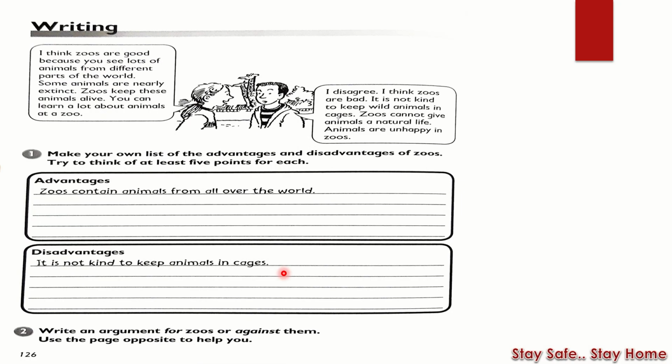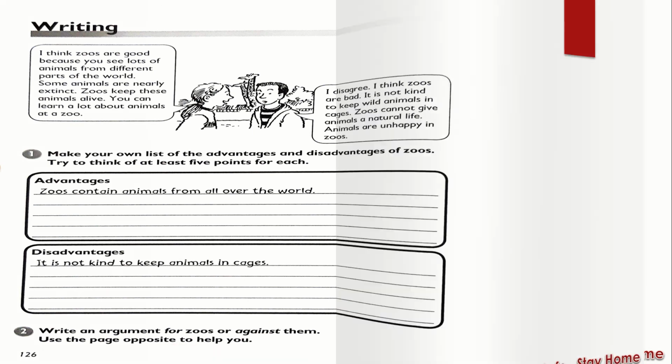Now, in your workbook, guys, or practice book, on pages 126 and 127, I would like you to do those pages. Read the pages, they are really easy. It says make your own list of advantages and disadvantages of zoos. Try to think of at least 5 points for each. So I need you to write 5 advantages and 5 disadvantages of zoos. Easy. Number 2 says, write an argument for zoos or against them. Use the page opposite to help you.